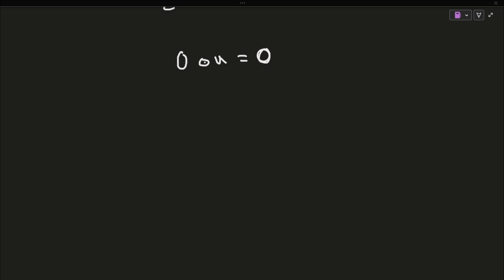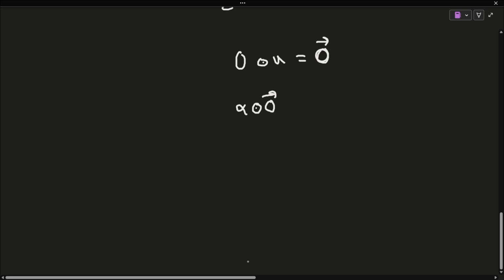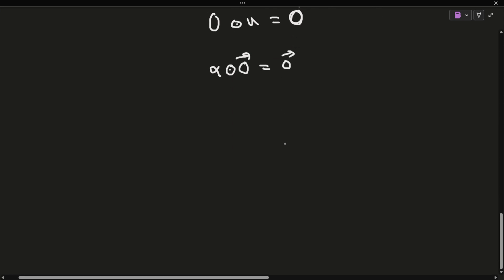Then theorem 2 is just going to say that if you have a scalar times the 0 vector, maybe I'll denote the vector like this, so times the 0 vector, then that's just going to equal the 0 vector.